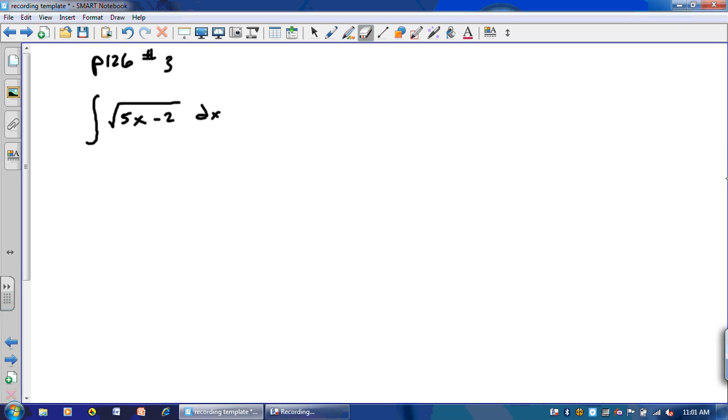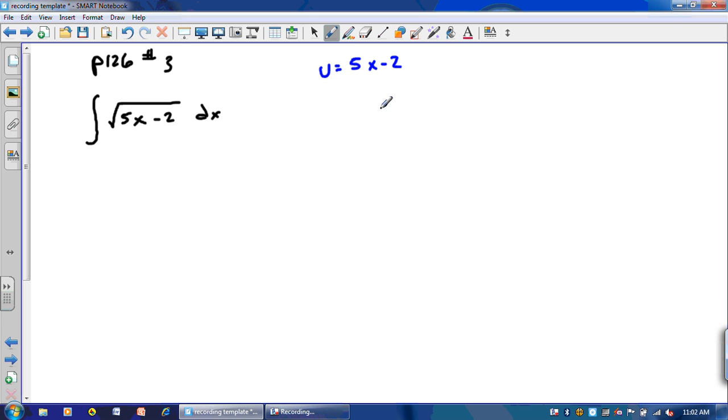First thing to do is to find a u. So we'll set up a u. We have to pick some part of this function to be u, and this is the part that takes some cleverness and experience. The u we're going to use here is 5x minus 2.